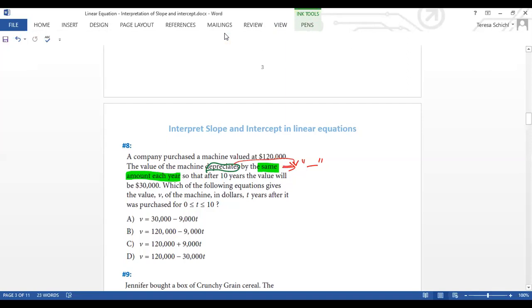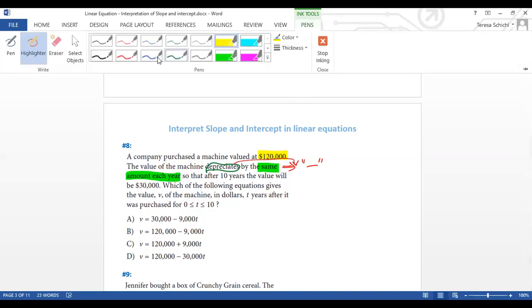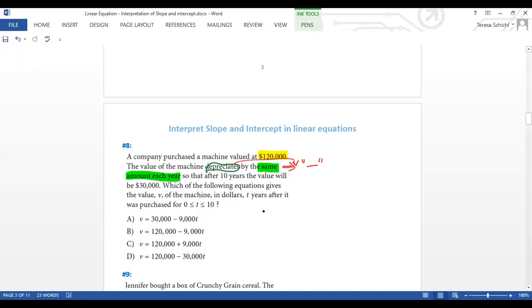So which one do we think is the initial value, 120,000 or 30,000? It will be 120,000, right? Because this is how much I start with, 120,000. Then after 10 years, it is going to depreciate to 30,000. So I know 120,000 is the initial value here. So which numbers do I have here? What is the equation?